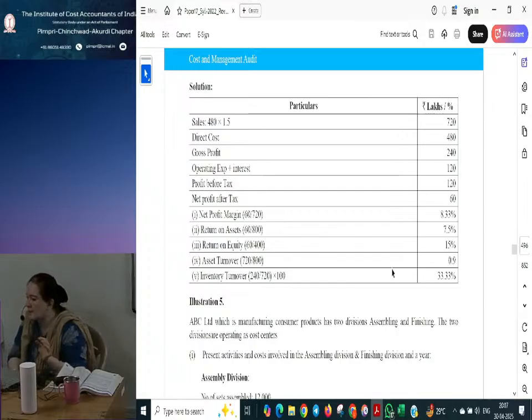Are you able to understand these simple ratios? According to the availability of information, your ratios are going to change. So everywhere please put the formulas and then do the calculations. Got it? Yes or no? Any doubts?